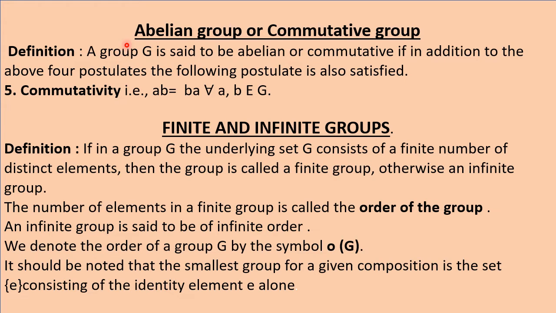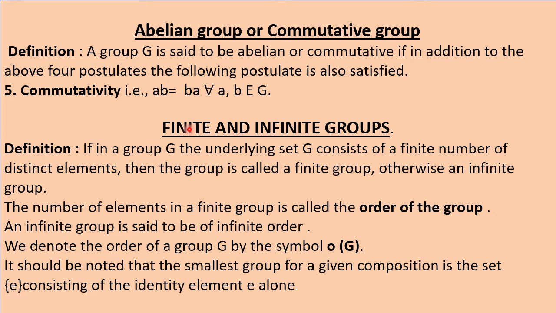In continuation to it, we have abelian group or commutative group. A group G is said to be abelian or commutative if, in addition to the above four postulates, the following postulate is also satisfied, which is commutativity. That is, AB is equal to BA for every A, B belonging to G. This means that if this condition is satisfied, then the group will be known as an abelian group or commutative group.